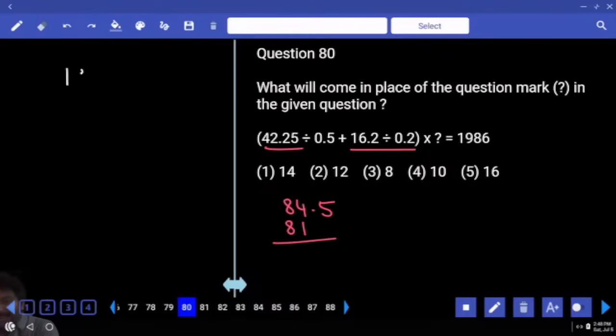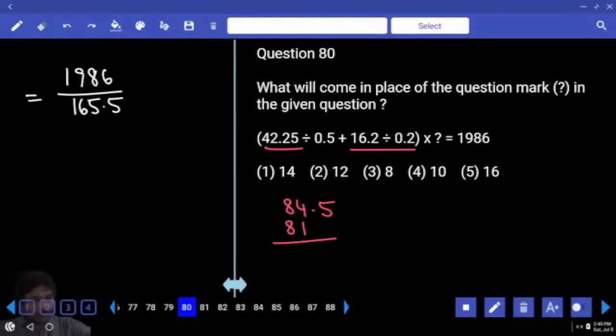165.5. Right hand side we have 1986 divided by 165.5. Correct? Right. Is it 3 multiple? In denominator, do you see 3 multiple? Then answer must be, go to options, only one.